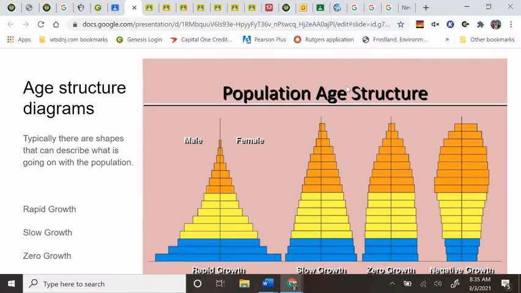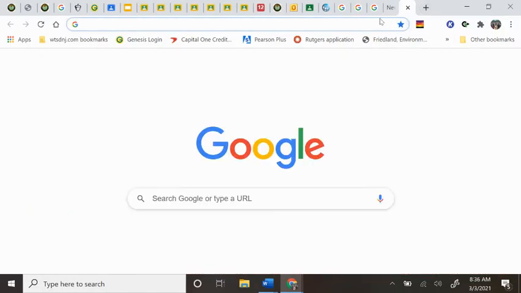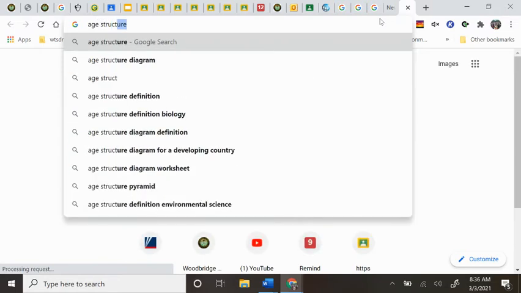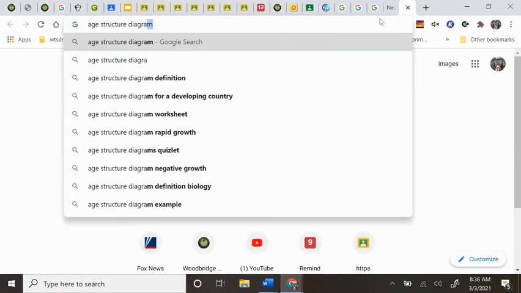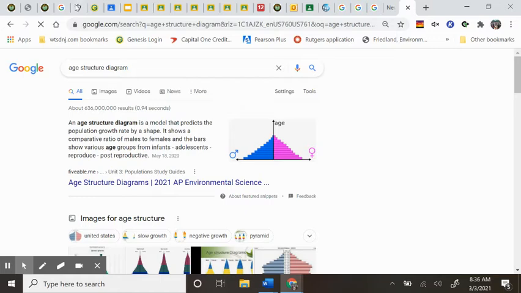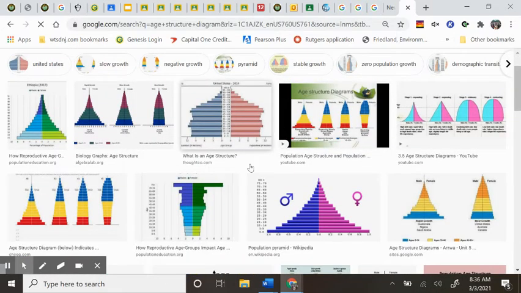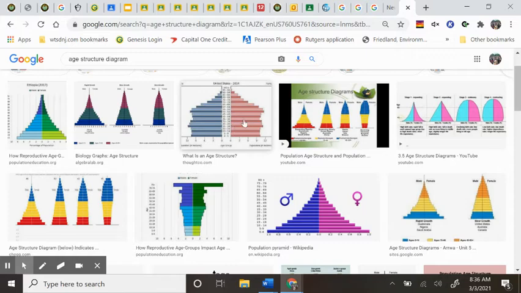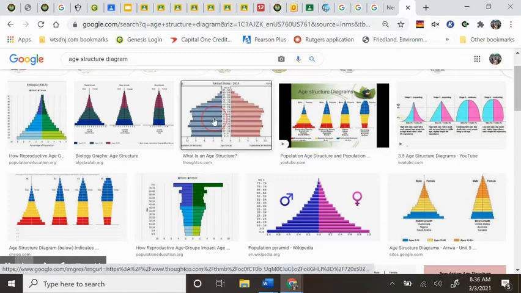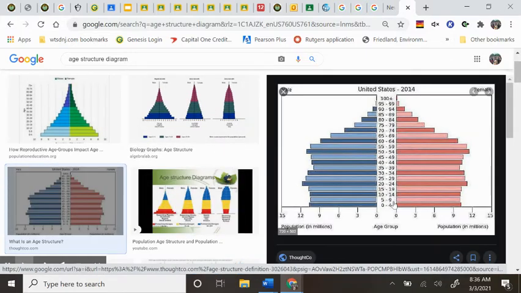Let me show you another diagram so you could perhaps understand it a little bit better. Okay, so in this diagram, here's another way of looking at it. Now, it's the same diagram. This is the males, this is the females. This would be a proportion in millions between the ages of 0 to 4, 5 to 9, 10.